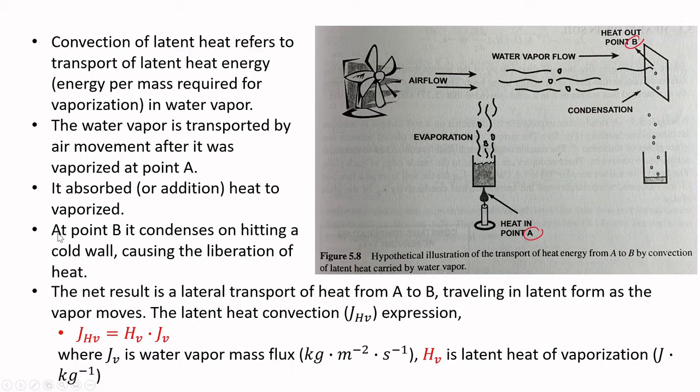At point B, it condenses on hitting a cold wall, causing the liberation of heat. So after it vaporizes, absorbing energy, it is transported as vapor flow. At point B, to condense it has to release the heat and then form the liquid. During the condensation, the heat is released and then it falls down into the cup below. So the net result is the lateral transport of heat from point A to point B, traveling in latent form as vapor moves.